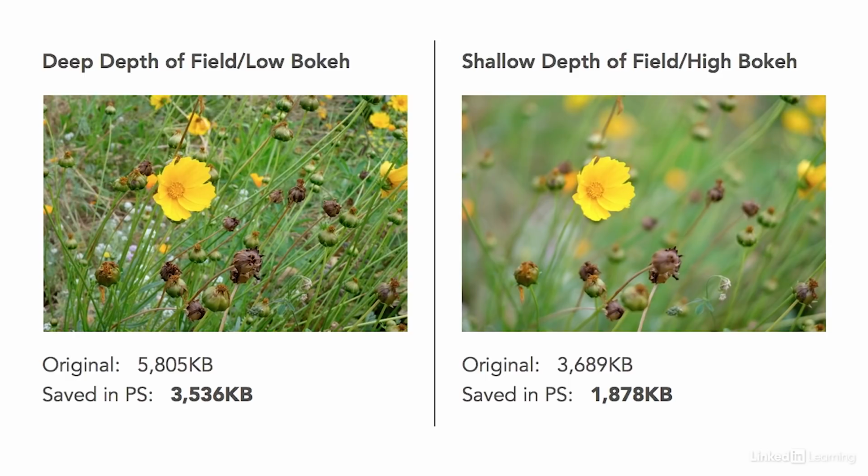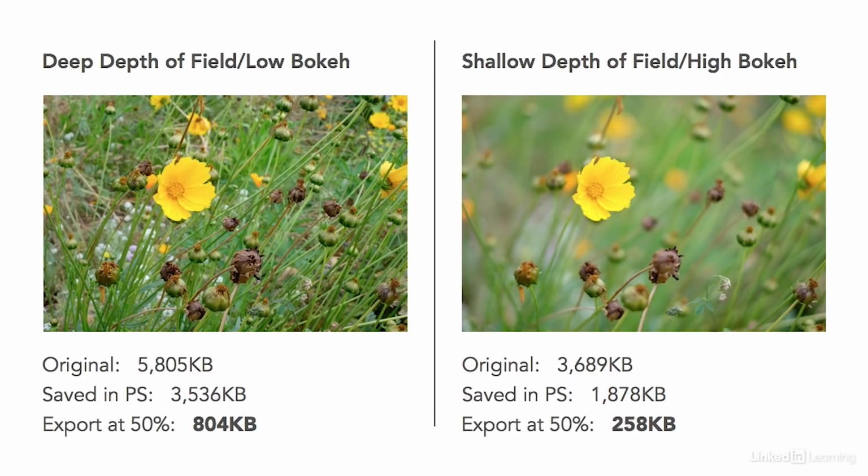We can now take things a step further and reduce the output quality of the image in Photoshop by saying export it at 50%. The result now is for the deep depth of field image, we went from 5,805 kilobytes to 804 kilobytes. So we cut off 5,001 kilobytes by exporting it at 50%. And for the shallow depth of field image, the optimization is even greater. We went from 3,689 kilobytes to 258.